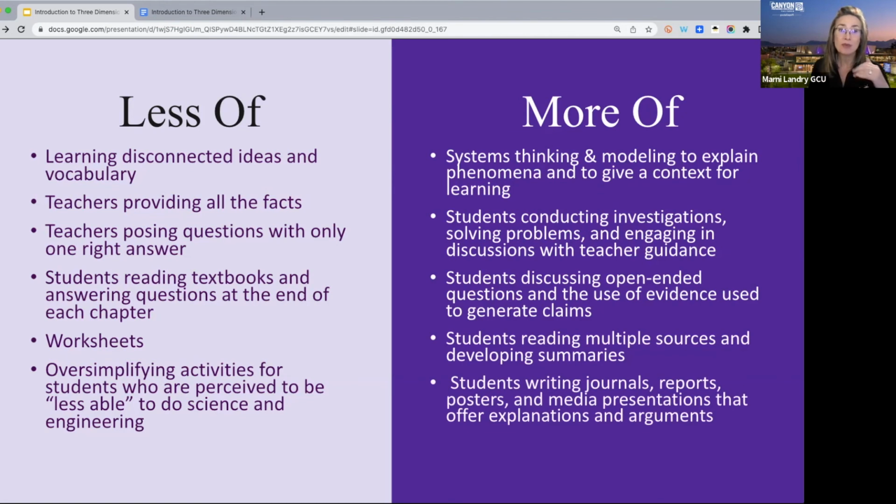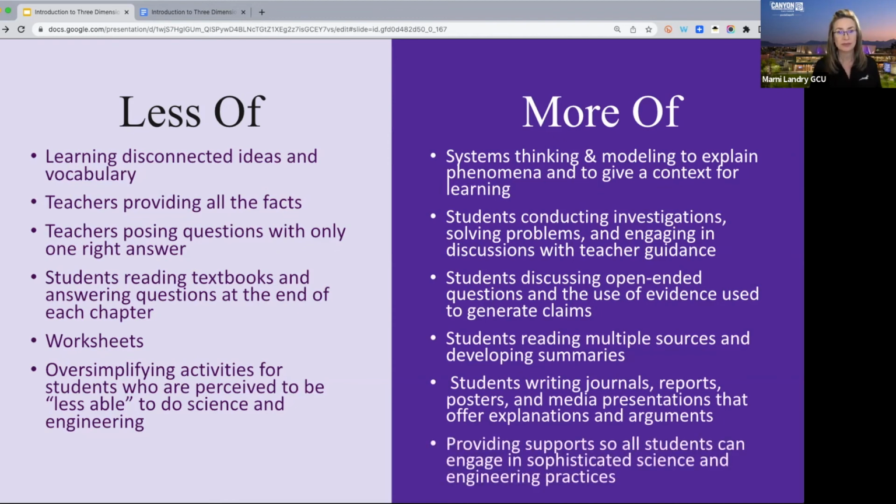Writing, students need to be writing. They need to be expressing their learning and their understanding, not just verbally, with images, with diagrams, and in written format. And finally, providing supports so all students can experience authentic science and engineering.